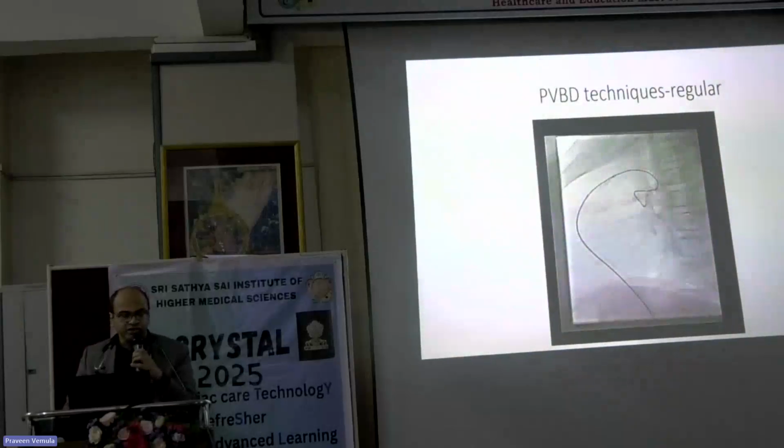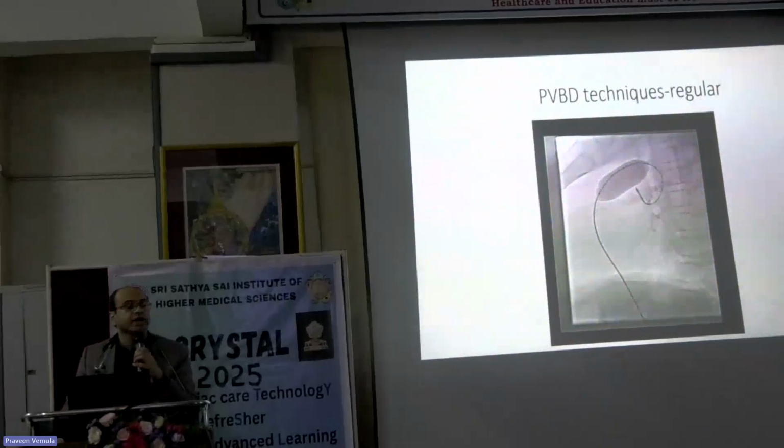So this is a standard procedure. You have a wire that goes around. You have a balloon that is passed. The balloon gives you the waist right in the center. You can see that, and then it gets cracked.